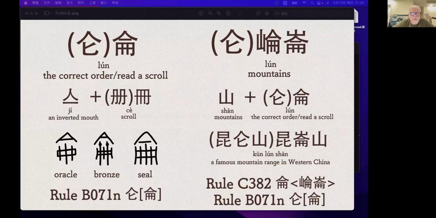Then they made a new character, dulun. So if we look at the ancient character on the top, we find what is a ji, and almost every book you read will tell you that ji means a collection of, and that's wrong. If you look at all of the characters that have ji on top, in almost all cases, it's an inverted mouth. It's somebody saying something. So here we have somebody reading the scroll. They are looking down on the scroll, and their mouth is reading the scroll. So lun means to read a scroll.